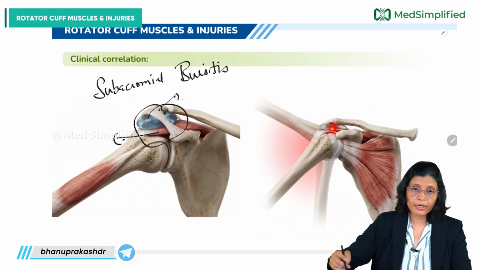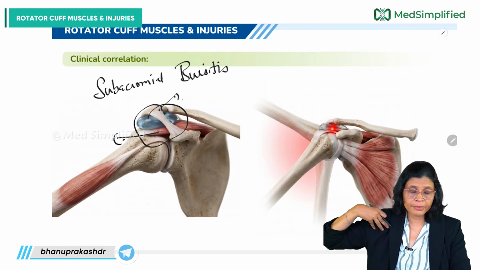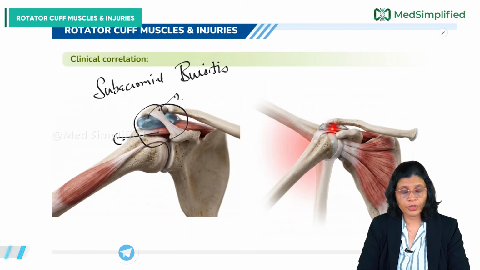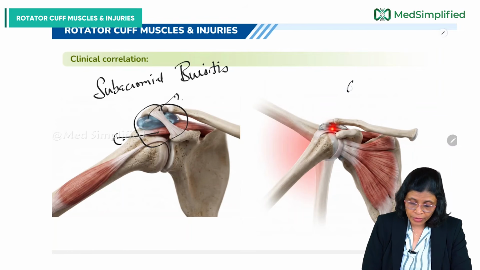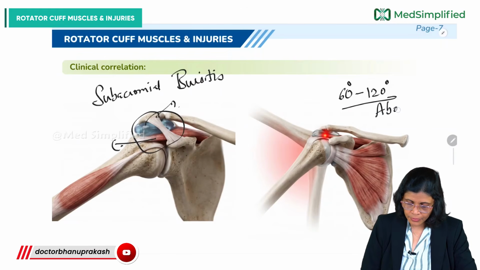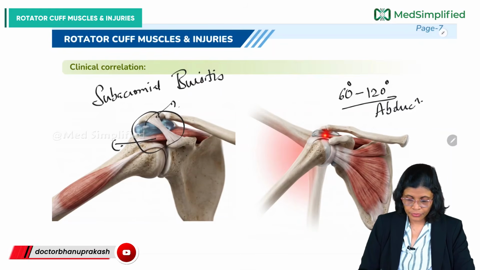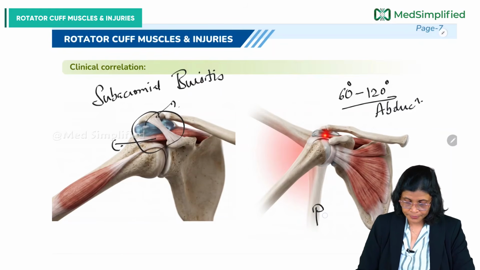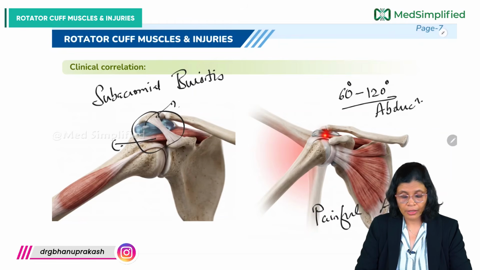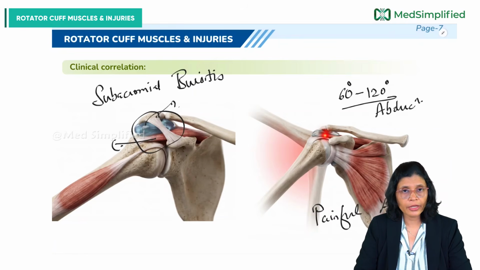Here when we abduct the arm, that is at the shoulder joint, there is impingement of that bursa, and that leads to pain during abduction. And that pain is more during 60 to 120 degrees of abduction. Okay, 60 to 120 degrees of abduction. So this is known as the painful arc syndrome. So these are the conditions which we see due to injury to the rotator cuff.